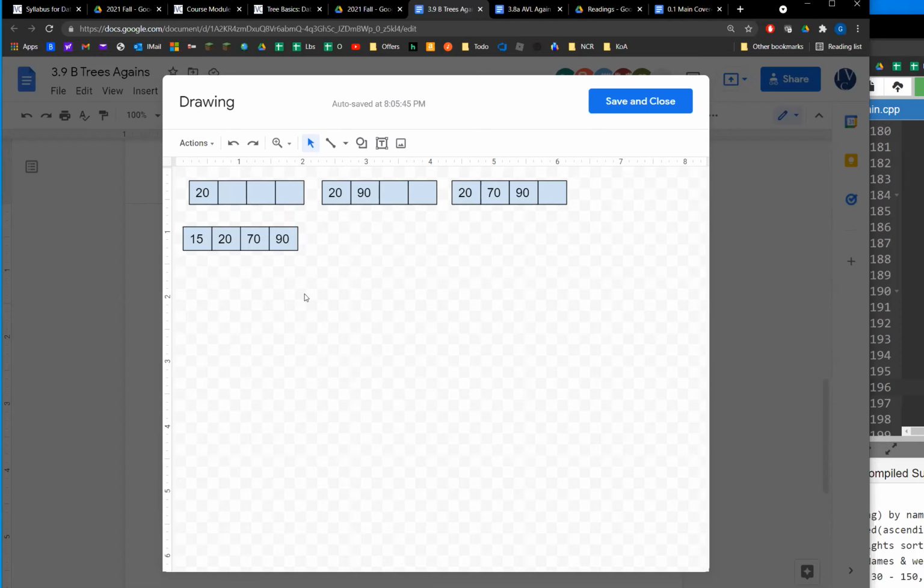Usually it's about a 2-to-1 ratio of the min to max number of child nodes a node would have. All right, so let's add 50 because it's a nice split. And we want to try to add 50. Right, so same idea. Median value promotes.